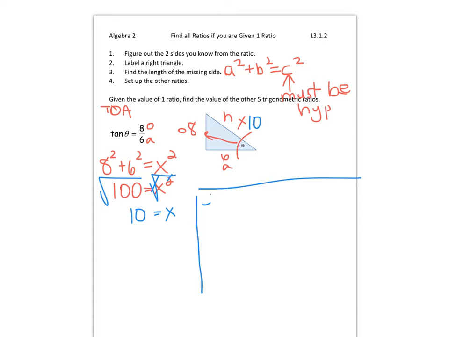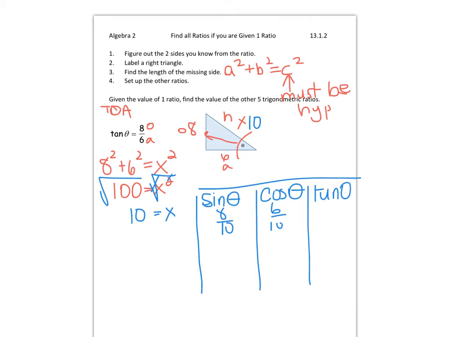So we could have sine theta is opposite over hypotenuse, so 8 over 10. And cosine theta is adjacent over hypotenuse, so 6 over 10. And tangent's the one they told us. Tangent theta is 8 over 6.